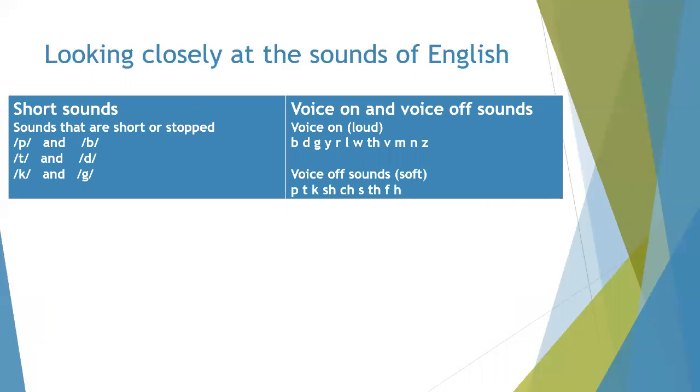Some of the sounds are also loud and some of them are soft, that is voice on or voice off. So the P is a voice off sound, it's very soft. And the same sound but with voice on is B. It's operating from the same part of our mouth, and T is voice off, but D is voice on, and K is voice off, and G is voice on. So you can see that the way we use our voice is very important, and so you can help children to feel where the sounds are made in their mouth as well.